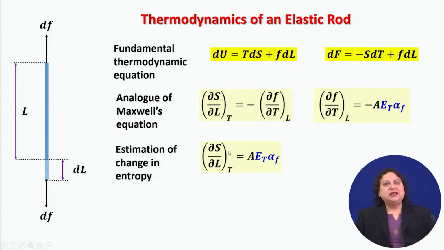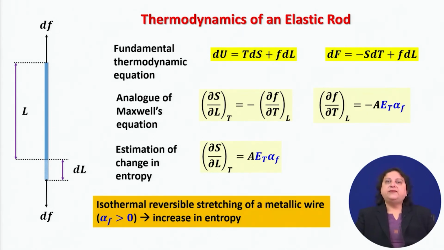Therefore, I can find out del S del L at constant T to be equal to A, which is the area of the elastic rod, then E t, which is the isothermal Young's modulus, and alpha f, the linear expansivity of the rod under constant tension. Now, this also tells me something else. If this particular elastic rod is comprised of some metal, it is known that alpha f for metal is always positive. E t is also positive, area A is also positive. Therefore, I can quickly predict that isothermal reversible stretching of a metallic wire would lead to an increase in entropy.